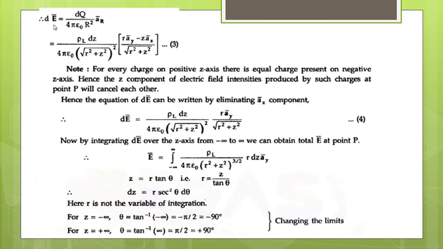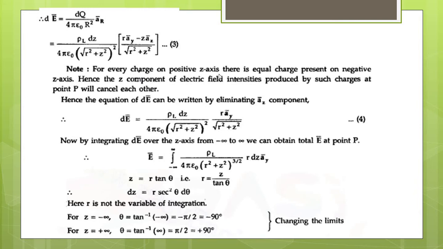Now we'll write the equation for dE, which is equal to dq by 4 pi epsilon naught R square into aR. In place of dq, we'll write the previous result, rho L dz by 4 pi epsilon naught. Here the R in the denominator is the magnitude term, so we write square root of r square plus z square, whole square. In place of the unit vector aR, we write r ay minus z az divided by square root of r square plus z square.